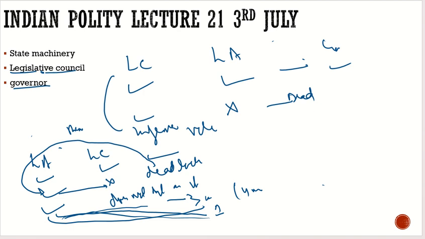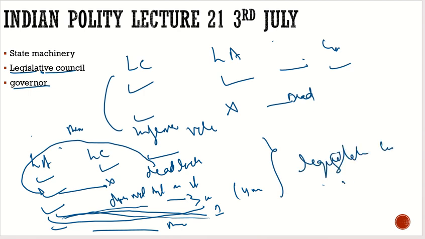Then the fourth is that they may amend the bill. It is up to the legislative assembly either to respect them and accept the amendments, or pass it the same way, and then it would be deemed to be passed. So in this way it shows very clearly how the legislative council is inferior to the legislative assembly. So this is how it is inferior.